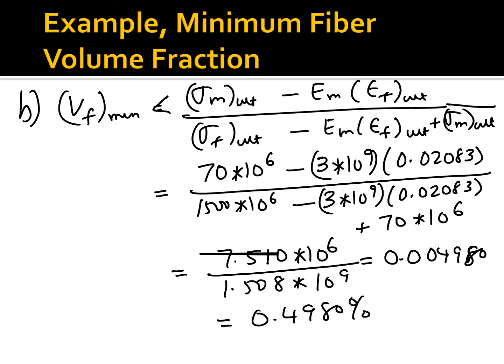0.4980%. So what that means is that if the fiber volume fraction of the fibers is less than 0.5% or 0.498%, then what's going to happen is that the matrix will be able to take more load after the fibers have broken.